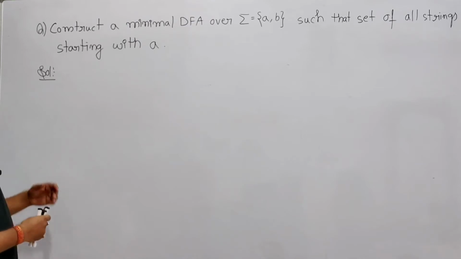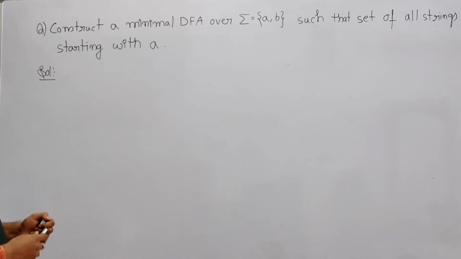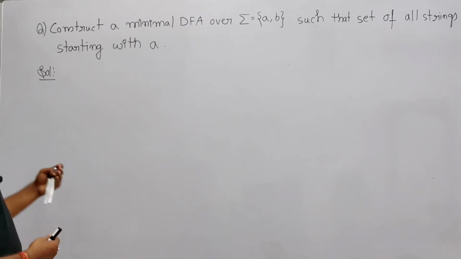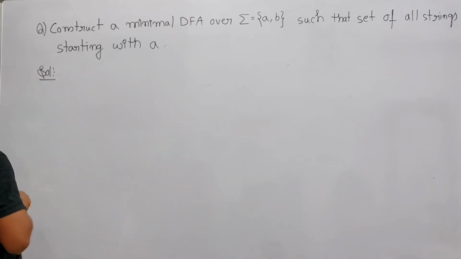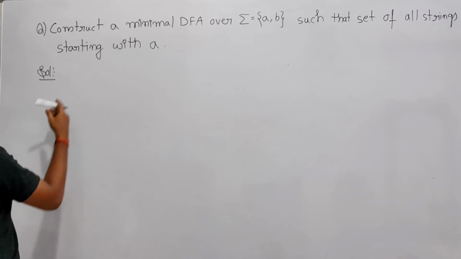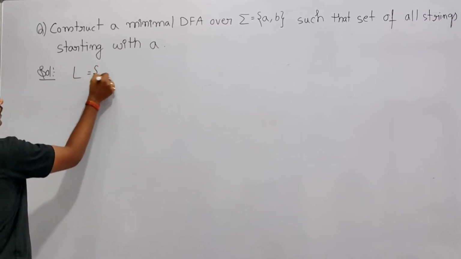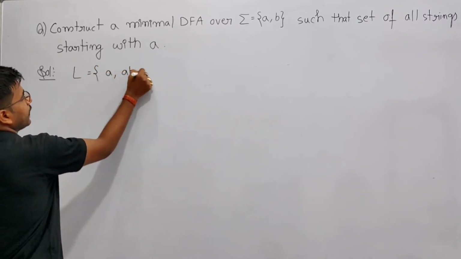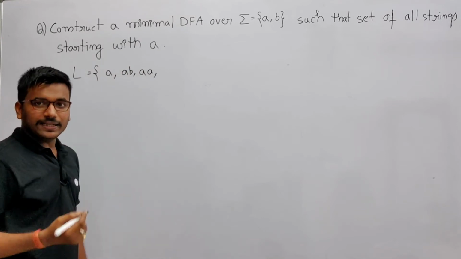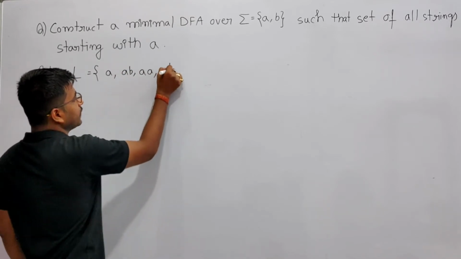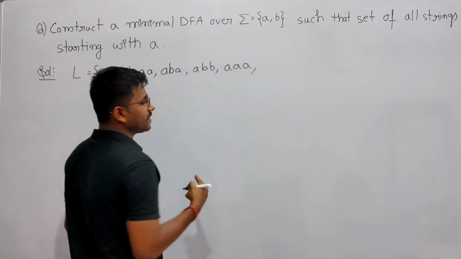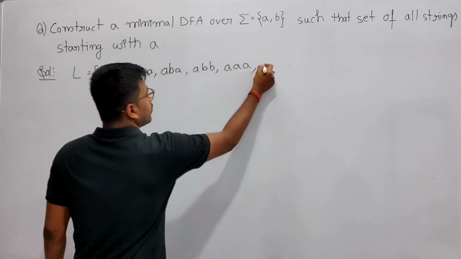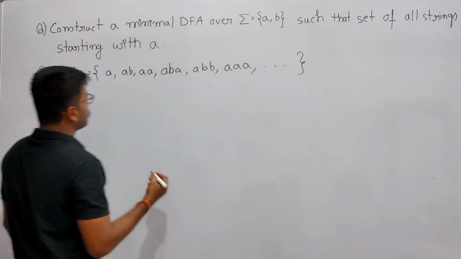See the question. It is saying that construct a minimal DFA over sigma a comma b such that set of strings starts with a. Means sigma here is {a, b} and it is containing set of strings starts with a, like a b a. Only restriction is that it should start with a, followed by any number of a's and b's, but it should not start with b. Okay. So these are the strings belonging to the language.